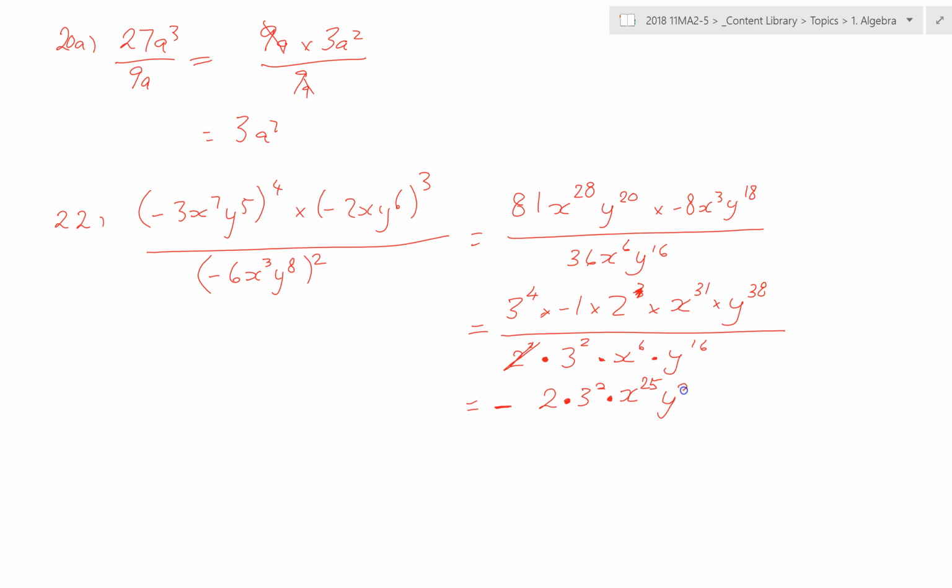Let's try again. Still not that great. But anyway, so we've got those things there. And I suppose maybe, that's quite a nice answer. I do quite like it like that. But we might just do this. The 3 squared is 9 times 2 is 18. So we might call it negative 18 x to the 25, y to the 22.